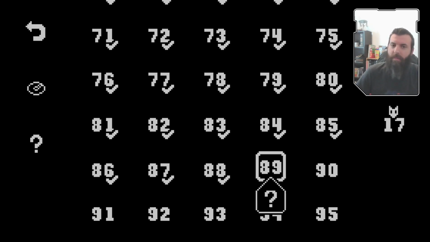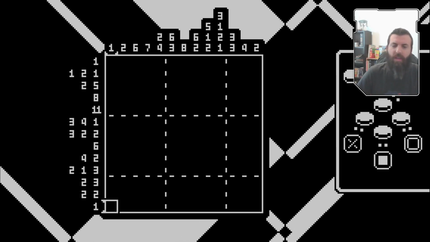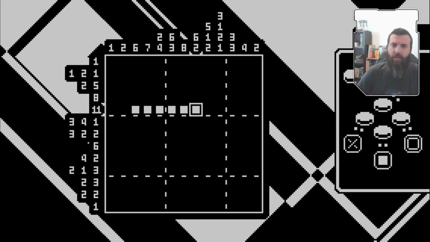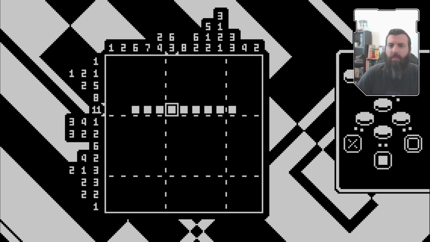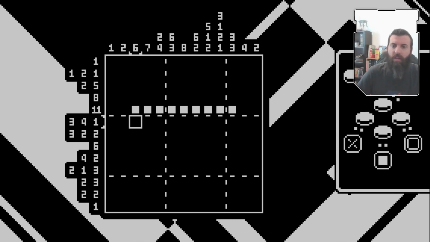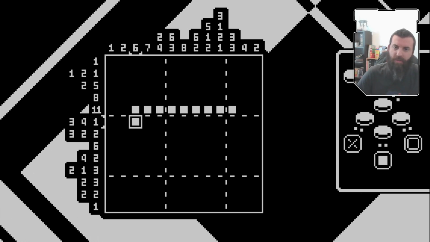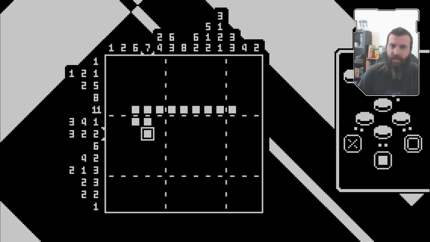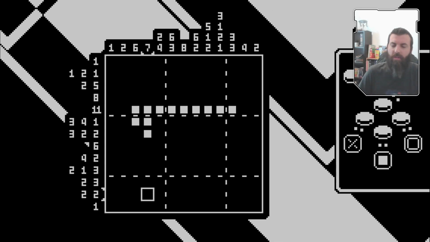On to Nonogram 89. Nonogram 89 is 13 pixels wide and 13 pixels tall. That means we've got 2 pixels of wiggle room on this horizontal 11. That means that we've got an edge to work against for our verticals here. So vertical 6 is going to have to reach to here. 7 is going to have to reach here, but couldn't reach all the way down here.